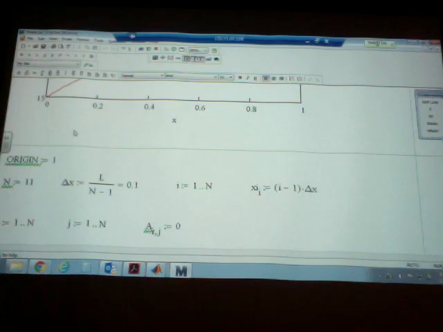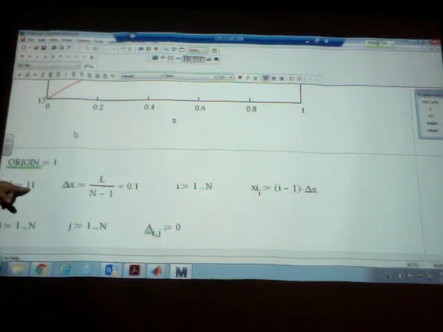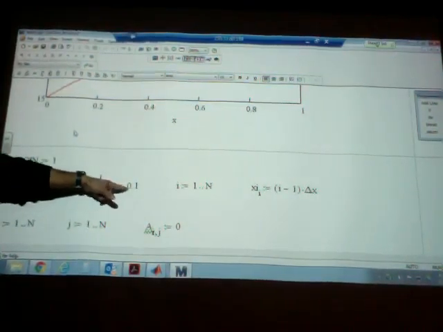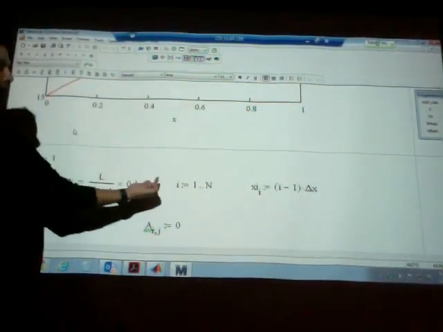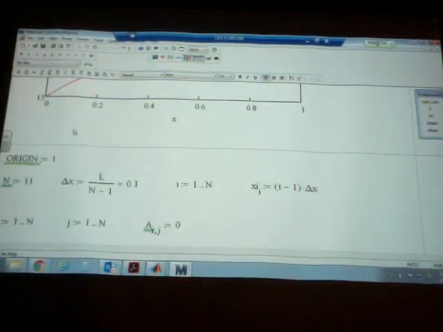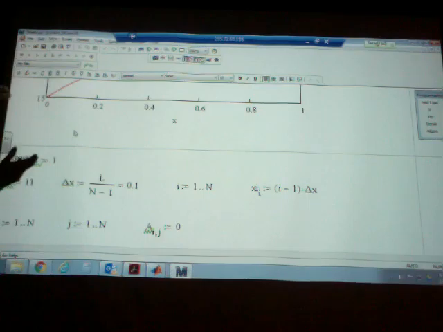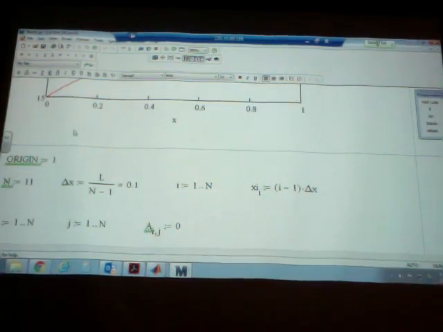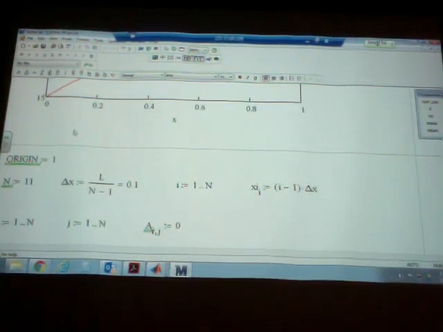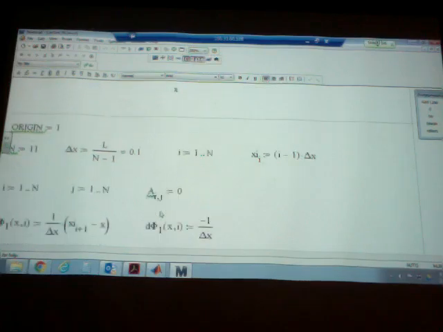We're going to establish the origin at 1, and notice that everything is identical. I'm deciding that I'm going to have 11 points that cover the domain from 0 to L, so the spacing is L divided by n minus 1, and the index goes from 1 to n, and every grid point, which I call xi, and it's also indexed by i, is i minus 1 times delta x. So xi would just be points at 0, 0.1, 0.2, all the way to 1. All right, so I am zeroing the coefficient matrix A.